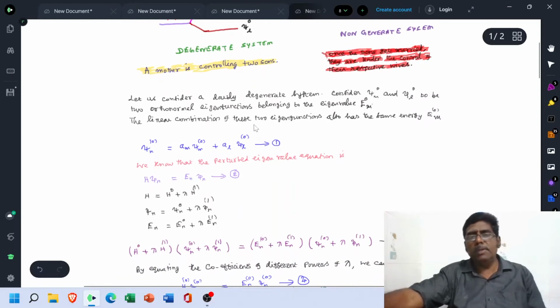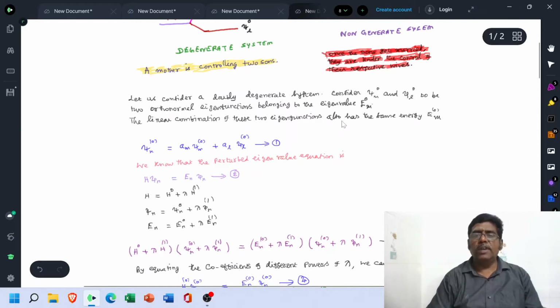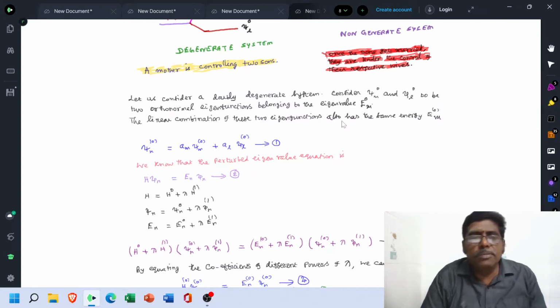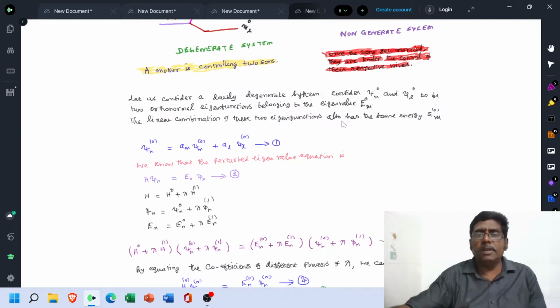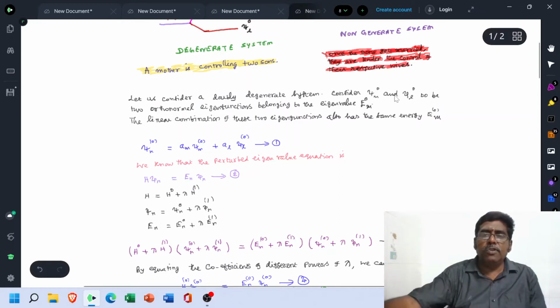The linear combination of these two eigenfunctions also has the same energy Em0, which means that we are combining these two wave functions psi m0 and psi l0, in this form: am psi m0 plus al psi l0 is equal to psi n0. We can get the new wave function psi n0. This psi n0 is also a solution for the Schrodinger equation.